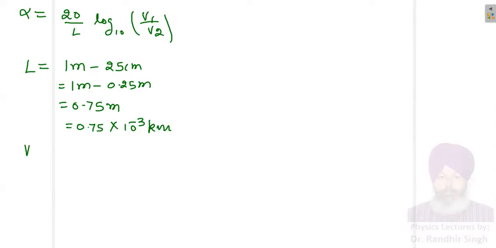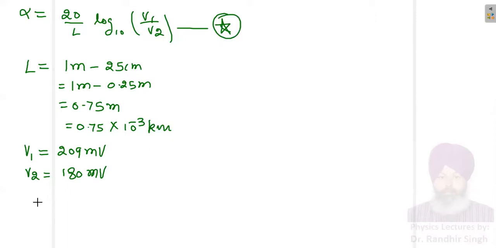Also we note that the voltage value at 25 centimeters was 209 millivolt, and at 1 meter the voltage value as detected by the photo detector was 180 millivolt. Let us now put these values in the above expression. Let us say this expression is designated by equation number star. So put these values in star and let us see what the value of alpha will be.